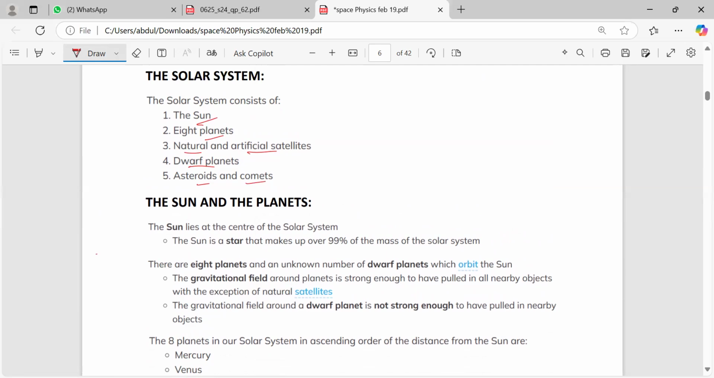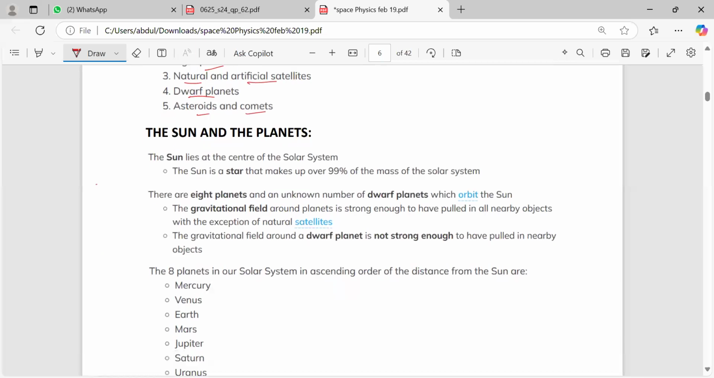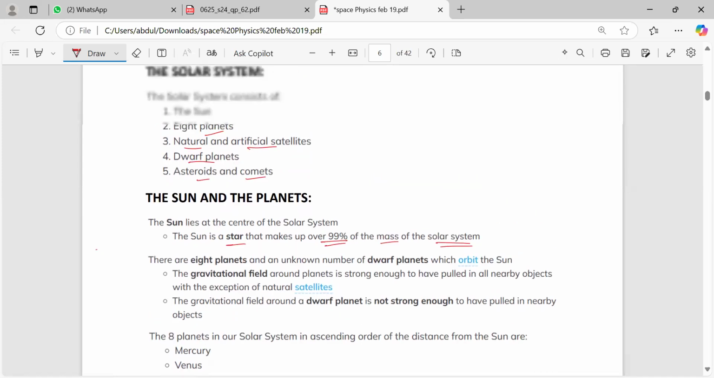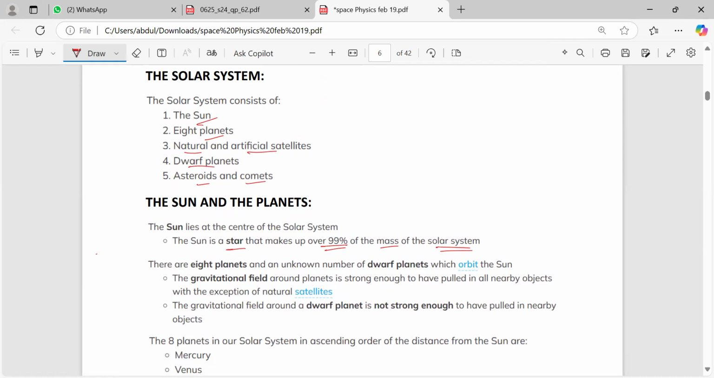The sun and the planets. The sun lies at the center of the solar system. And the sun is a star that makes up over 99% of the mass of the solar system. Just as an example, consider the mass of the whole solar system consisting of these 5 major parts: the sun itself, 8 planets, natural and artificial satellites, dwarf planets, asteroids and comets.